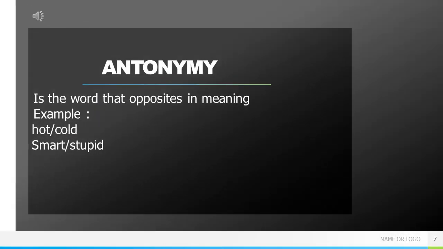Antonymy. Antonyms are words that are opposite in meaning. For example, the antonym of hot is cold. The antonym of smart is stupid.